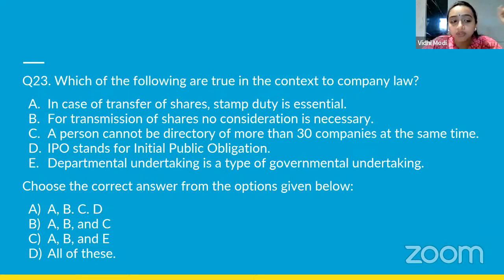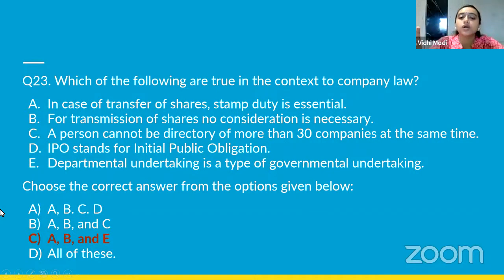But I definitely know that department undertaking is a type of governmental undertaking, right? It is definitely a type of government undertaking, right? So I know that option C and option D are false, right? So therefore, my right answer would be option C.